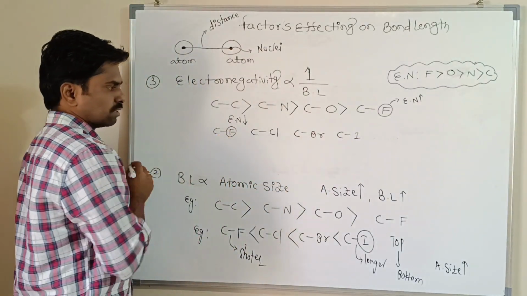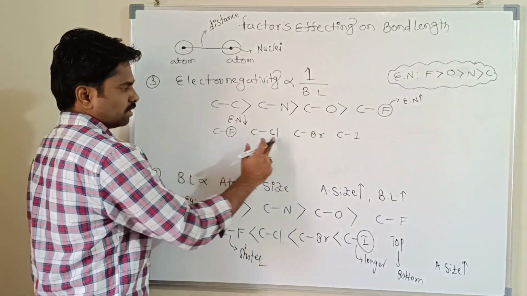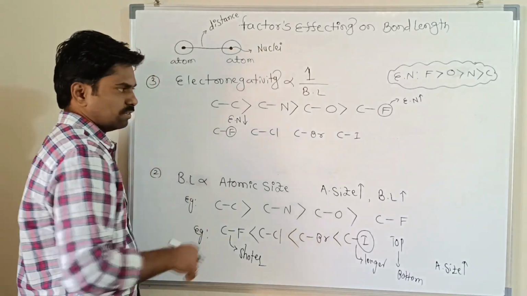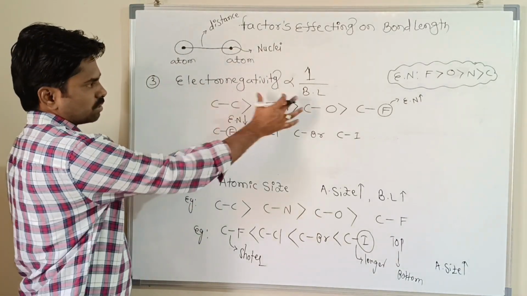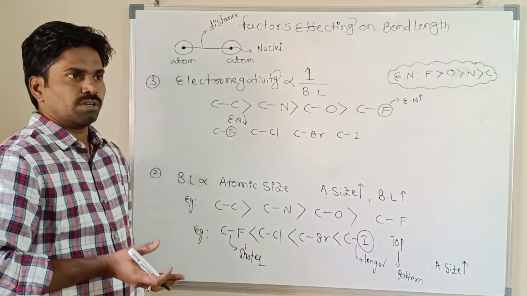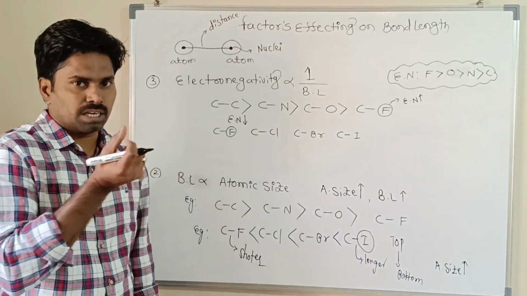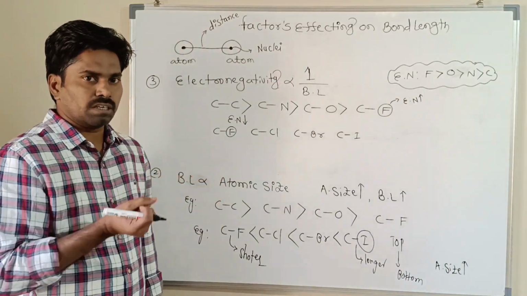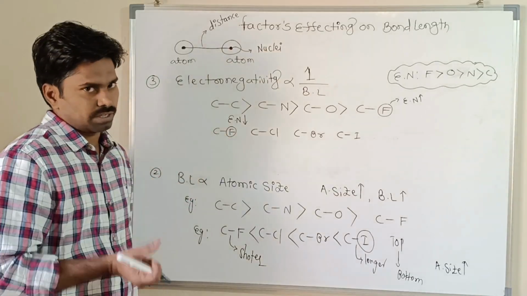So we know very well that fluorine's electronegativity is in excess, then chlorine, bromine, iodine. As the electronegativity increases, automatically the bond length decreases. When electronegativity increases, it can attract the electrons, and when it attracts the electrons, the bond length will decrease.